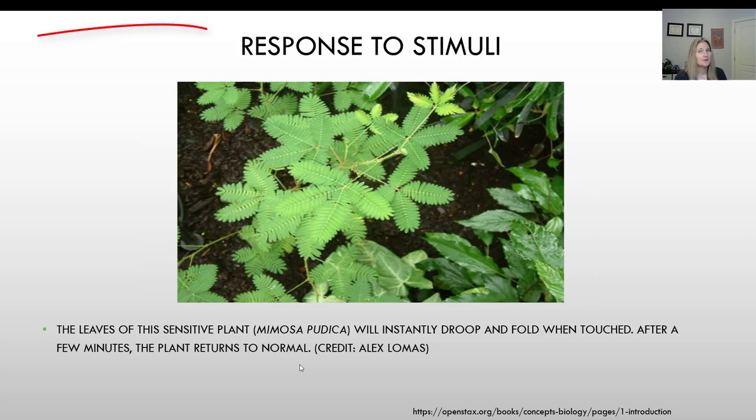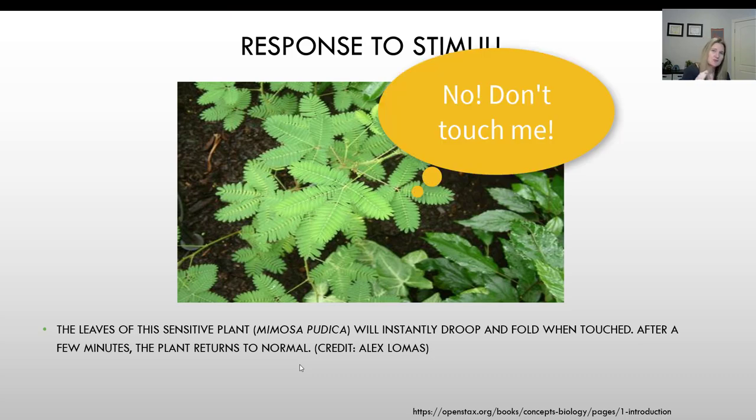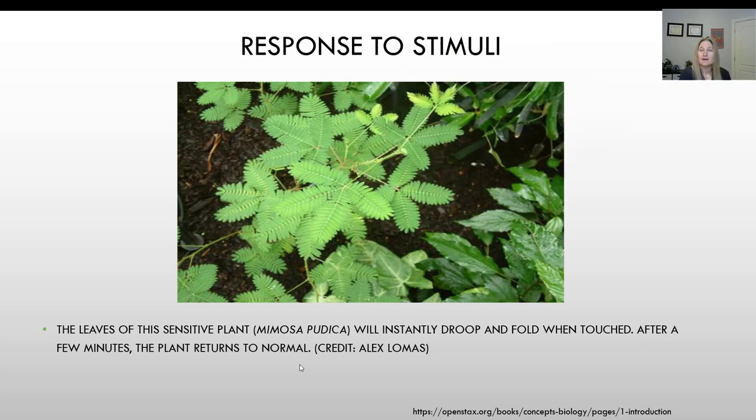All living things also respond to stimuli. For example, take a look at this plant here. If I were to touch its leaves, it would droop away from me. So it's responding to that stimulus that I'm providing it. Living things have that ability to respond to things, and it might be a negative or a positive response to some sort of stimulus that is touching them or occurring to them.